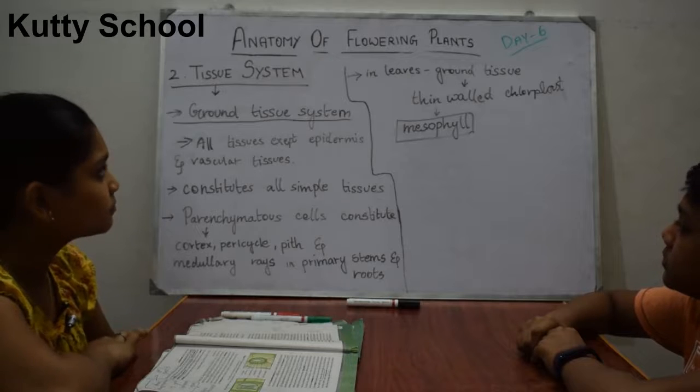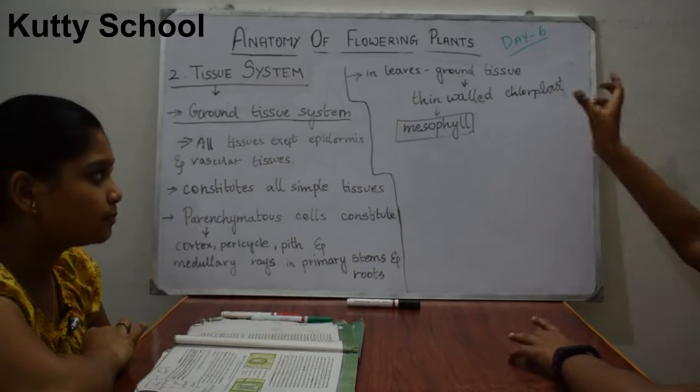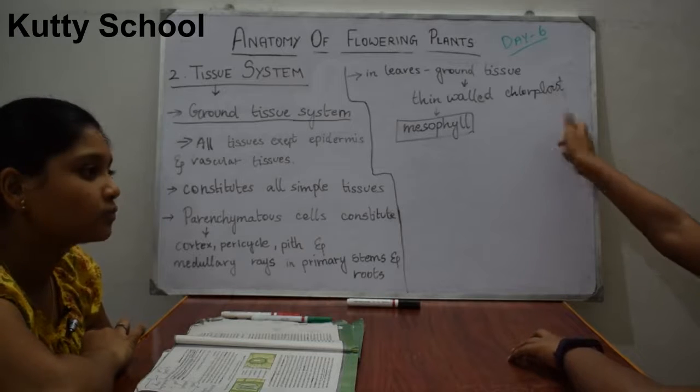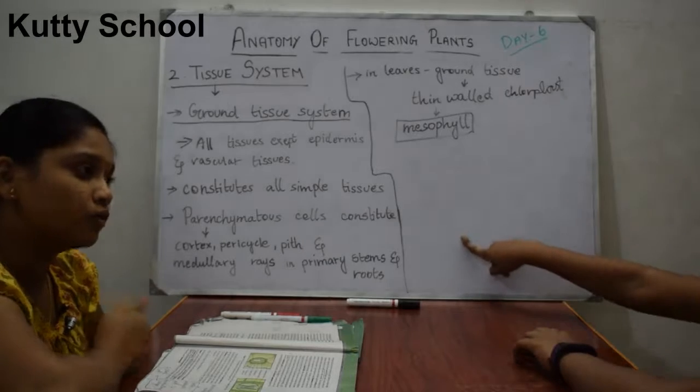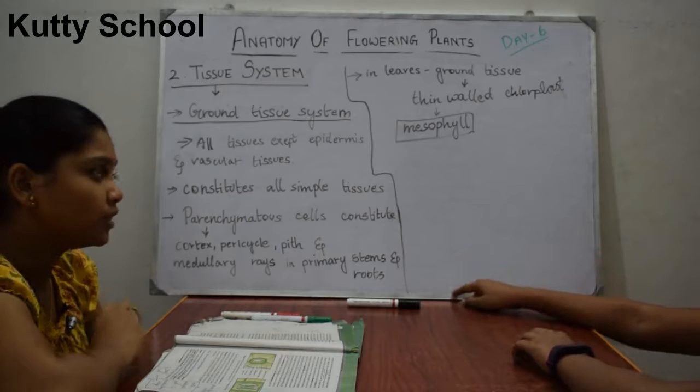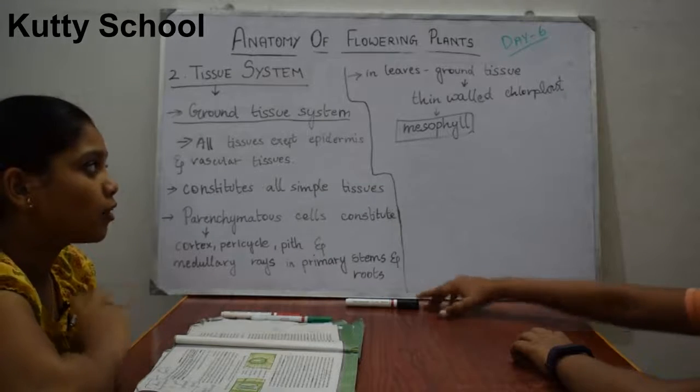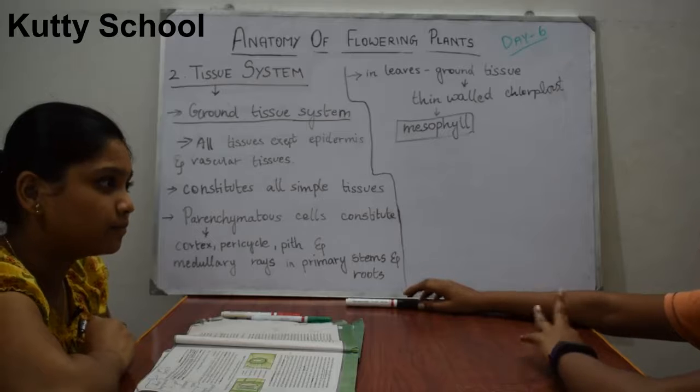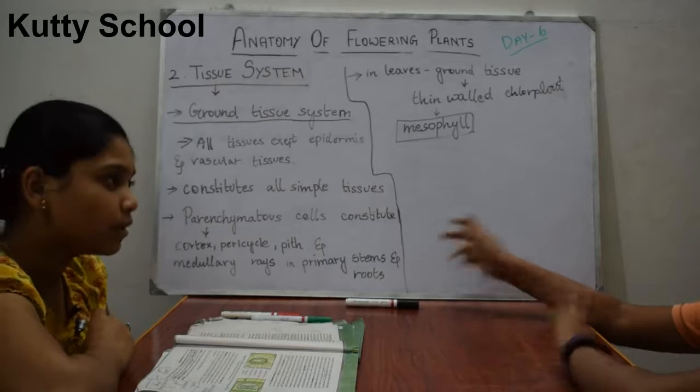Chloroplasts are structures which contain chlorophyll. Chlorophyll is present in chloroplasts. So these chloroplast-containing cells are known as mesophyll. It can be called mesophyll or chloroplast.